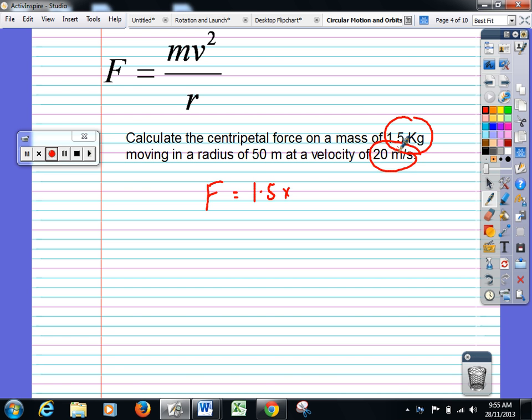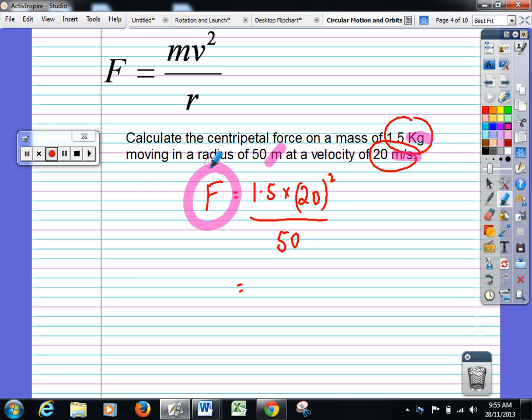Velocity is 20 meters per second. Please make sure you square that. That's my biggest mistake that I constantly make with this formula. I forget to square that. All over 50 meters. If we use the units of kilograms, meters per second, and meters, then the unit of force will become newtons. Okay?